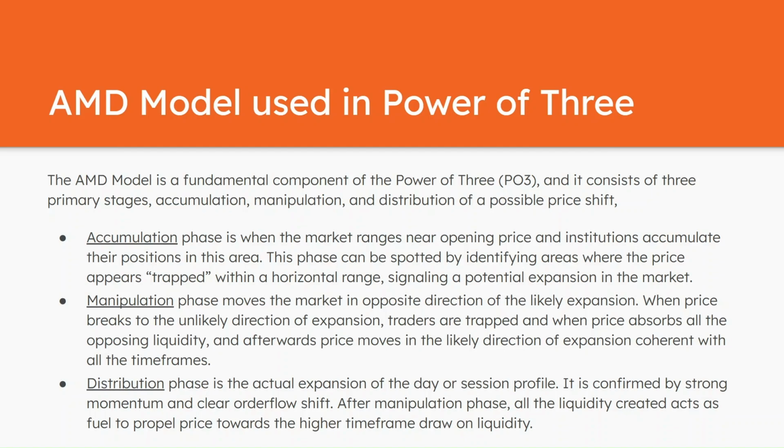The market is moved in the opposite direction of the anticipated expansion during the manipulation period. Traders are trapped when the price breaks to the unlikely direction of expansion. After absorbing all the opposing liquidity, the price then advances in the likely direction of expansion that is coherent with the higher time frame. The actual expansion of the day or the session profile is known as the distribution phase.